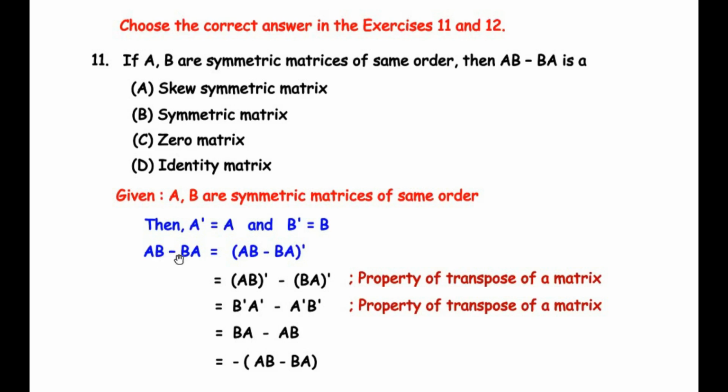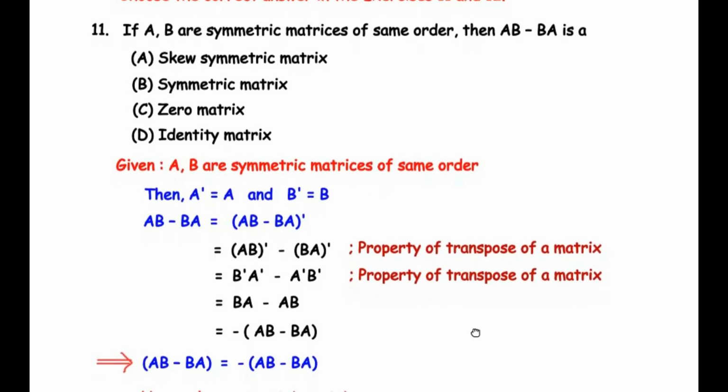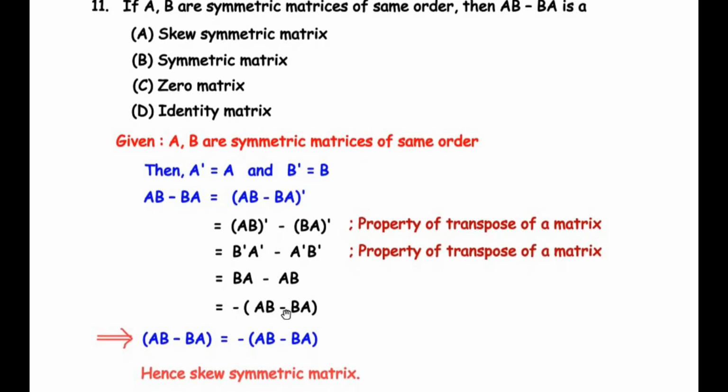Now here we had taken AB minus BA, but we got BA minus AB. Now let us take the minus as a common factor. When we take the minus out, we get minus of AB minus BA, which means AB minus BA is equal to the negative of AB minus BA. So this is the property of a skew symmetric matrix. So here we have written, since AB minus BA is equal to minus of AB minus BA, it is going to be a skew symmetric matrix. So here our answer is going to be A. Now let us move on to the last question.